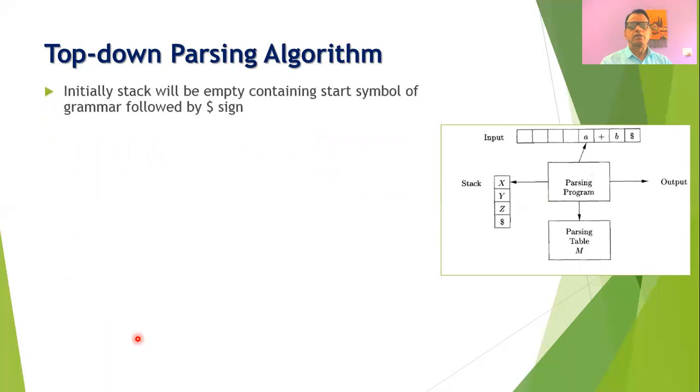Now let us understand the simple steps that are obeyed in any top-down parsing algorithm. Initially, the stack of the top-down parser will contain only the start symbol of the grammar followed by a $ sign. The input buffer will consist of the input string which is to be parsed, also followed by a $ sign. So the $ sign indicates the end of the input string.